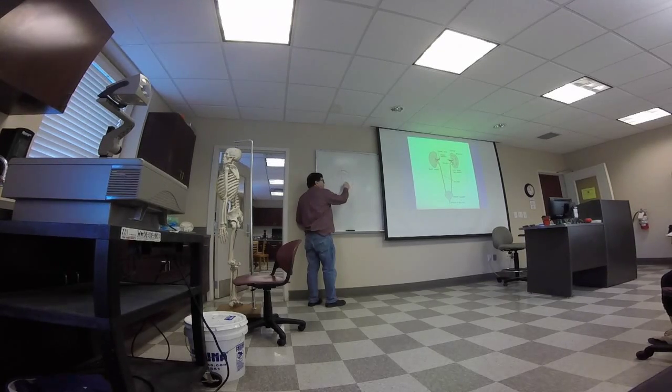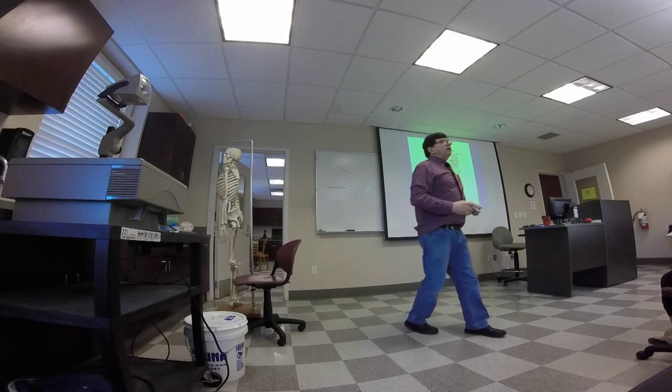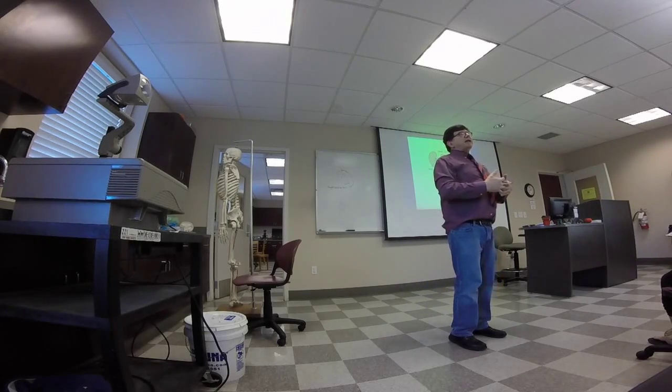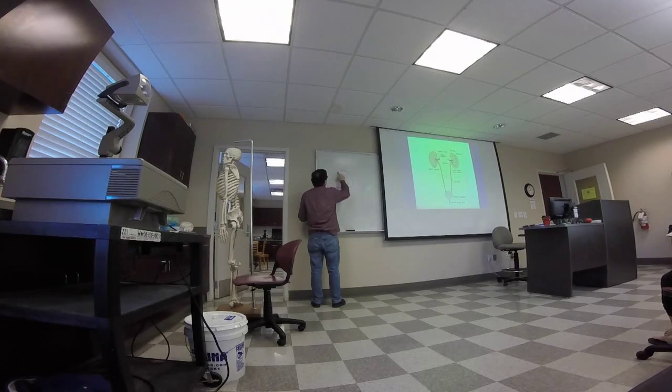The proximal portion of the ureter dilates. We call it hydroureter. In other words, it creates an obstruction. If that swelling, if that dilatation extends into the renal pelvis, and the renal pelvis dilates like this, then we call it hydronephrosis.